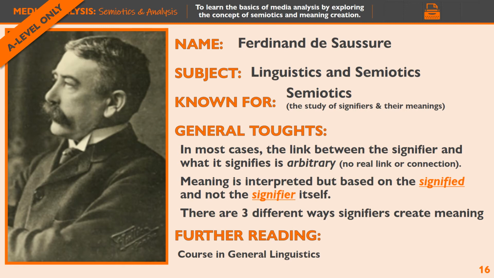So semiotics is the study of signifiers and their meanings. And he has some general thoughts about how signifiers work and how meaning is created. Don't forget that I have basically boiled down this man's life work into just a few bullet points here, so you should always try and read around the subject and find out more information for yourselves, and you can read Saussure's work in his Course in General Linguistics.